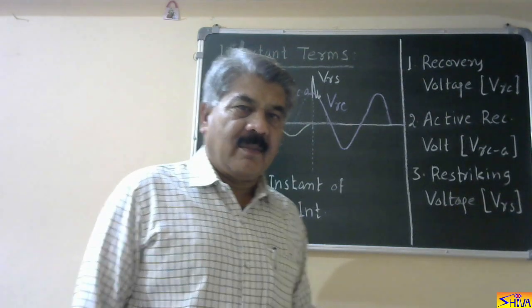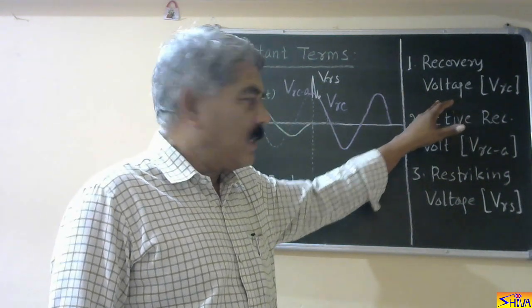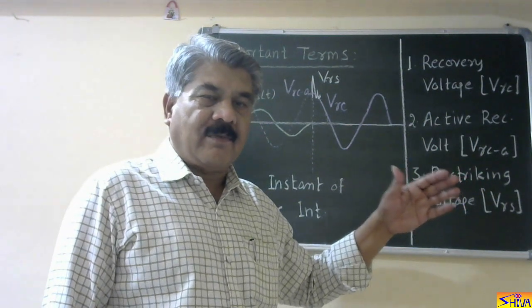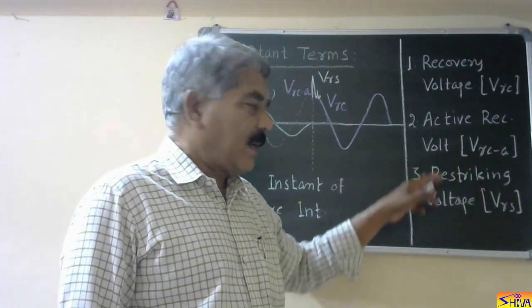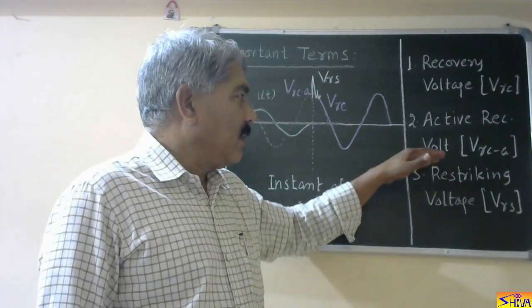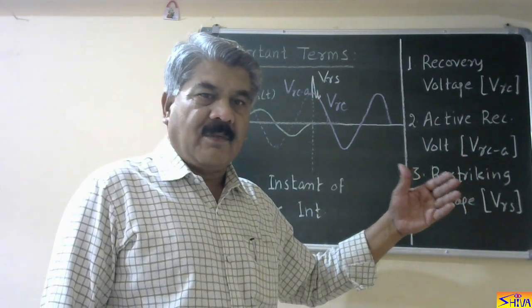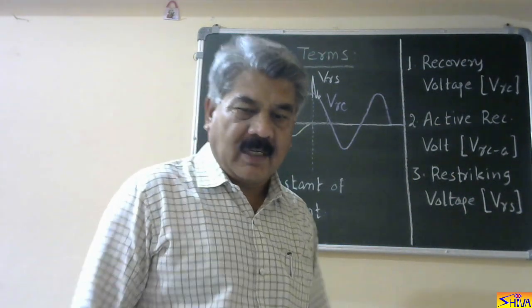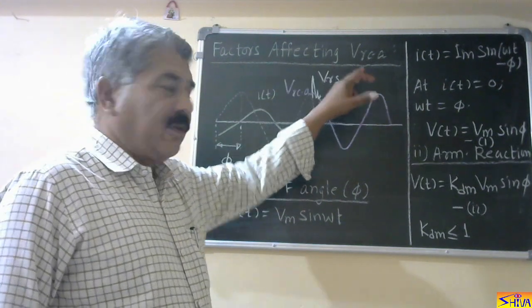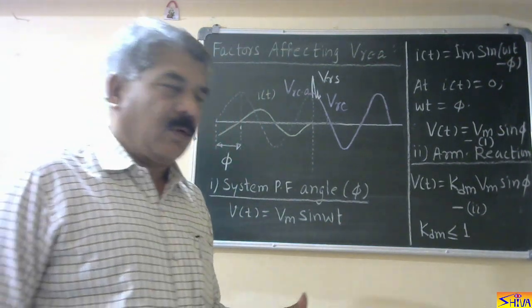Now we shall derive the expressions for these two terms. Recovery voltage is simple, it is the system voltage. We derive the expression for active recovery voltage, or alternatively the factors affecting the active recovery voltage magnitude. Then we derive the expression for restriking voltage. So in this video lecture, I will derive the expression for active recovery voltage, or alternatively the factors affecting the active recovery voltage.